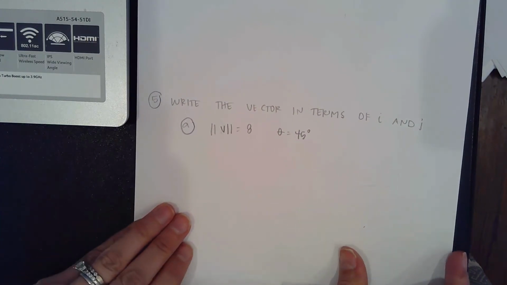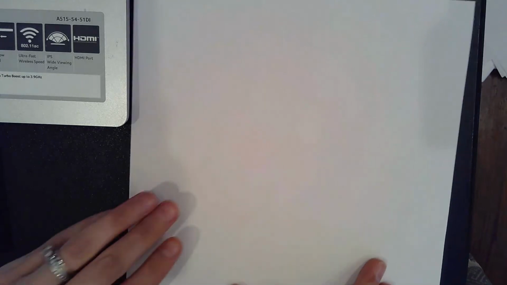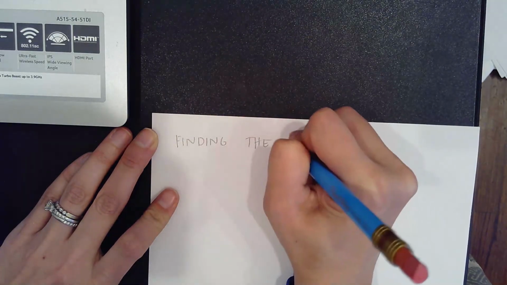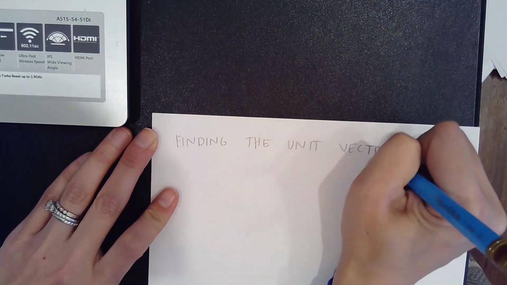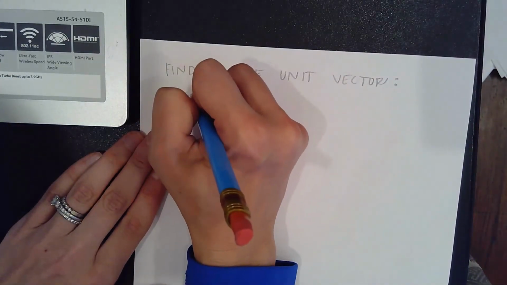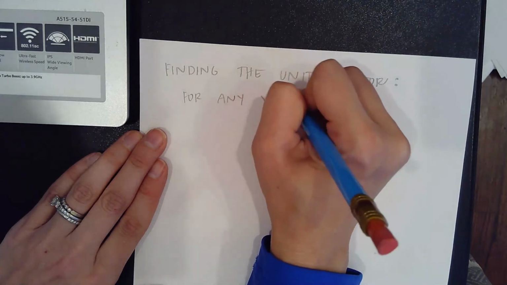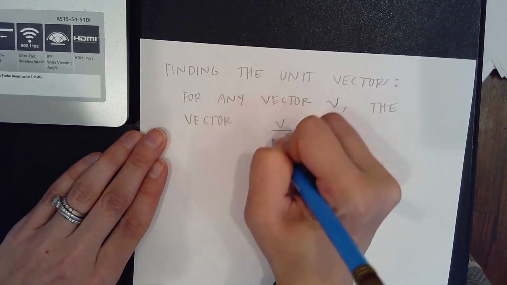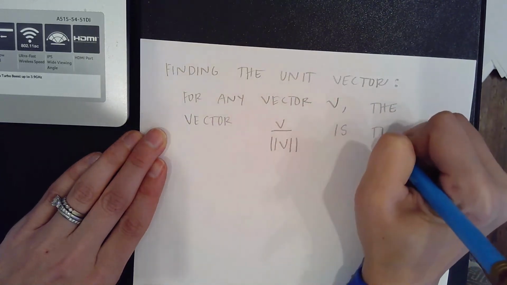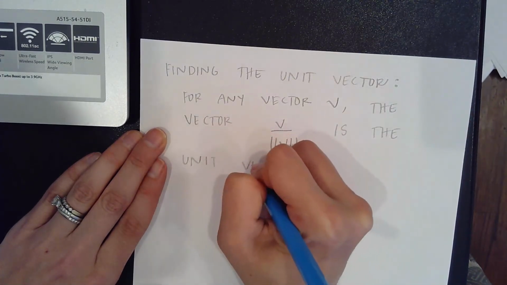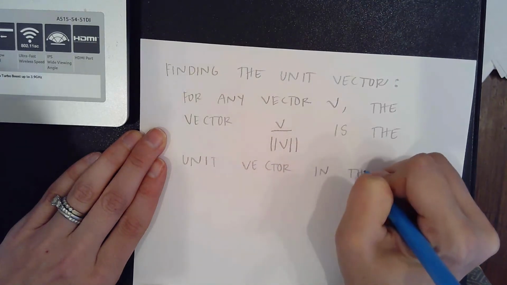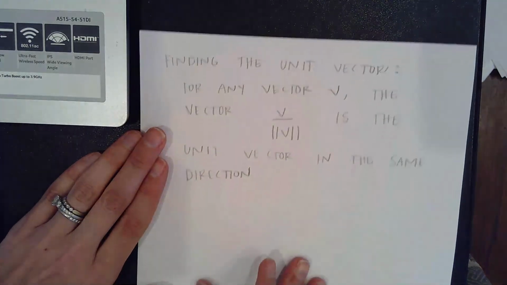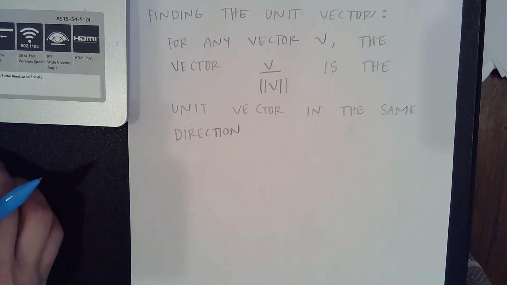All right. Also, we have something: finding a different vector. Okay, so finding the unit vector that's in the same direction. So for any non-zero vector v, the vector v divided by the magnitude of v is the unit vector in the same direction. Okay, so it has the same direction.